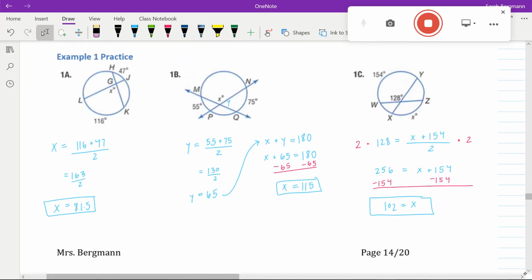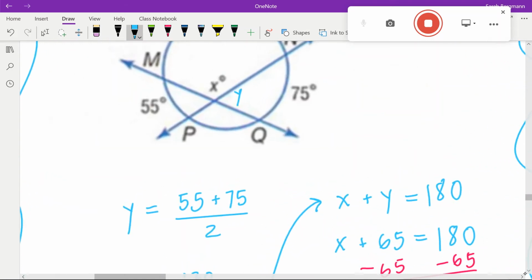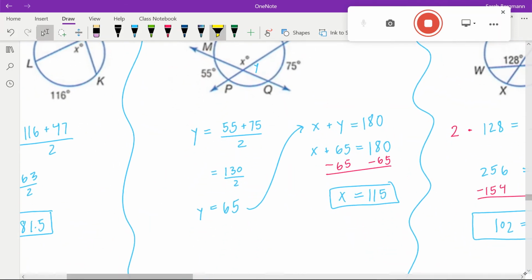Here are those solutions. So just like before, in A, it was just a normal problem. You found the average of its arc measure that it intercepted and its arc measure of its vertical angle. In part B, we had to do a little strategy where we found y first, then we knew x and y were supplementary, so we knew that they have to add up to 180.